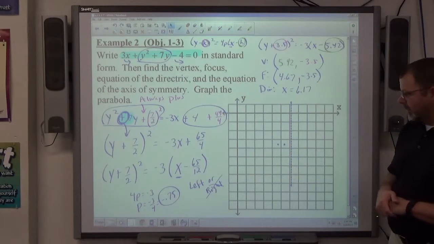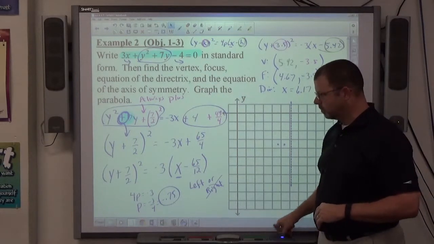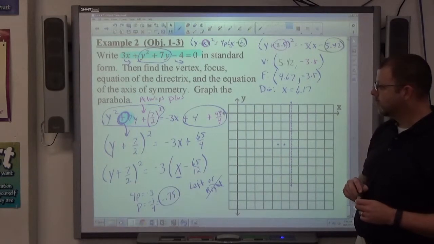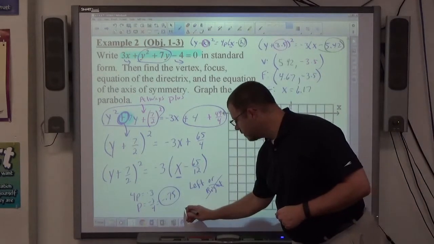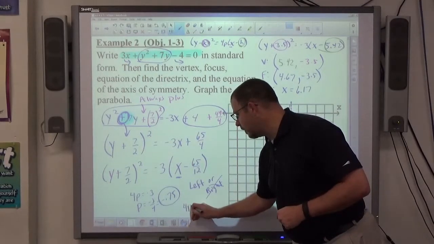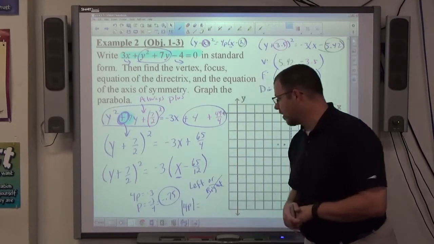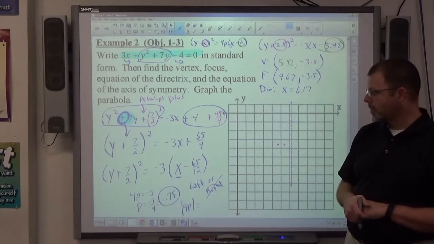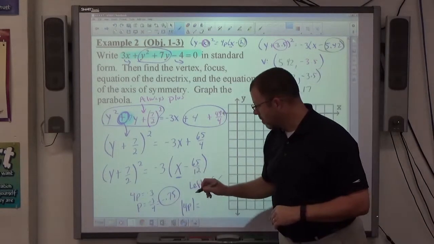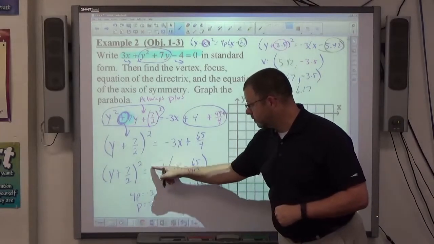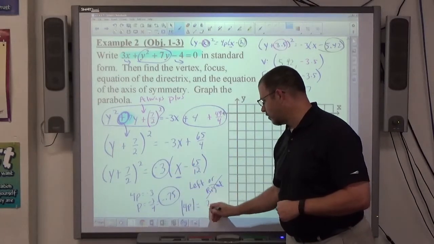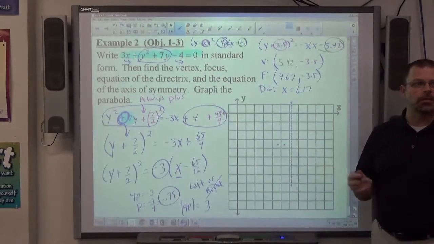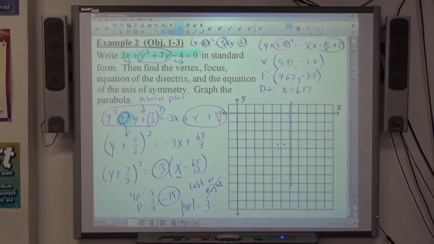Finally, latus rectum length is what? Latus rectum length is always 4p, right? Absolute value of 4p. What is the absolute value of 4p in this problem? Yeah, negative 4.75. 4p, just change that sign to a positive. The latus rectum length is always just right there. Whatever that is, that's the latus rectum length. Make it positive though. Length is always positive.